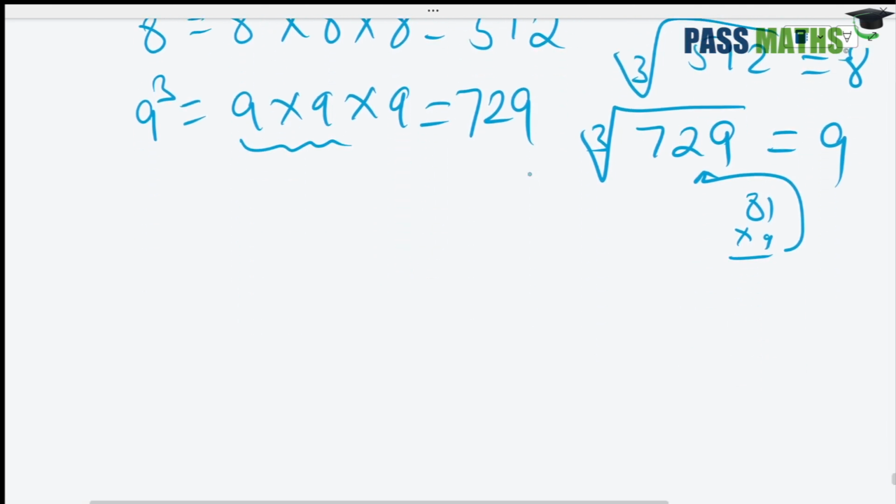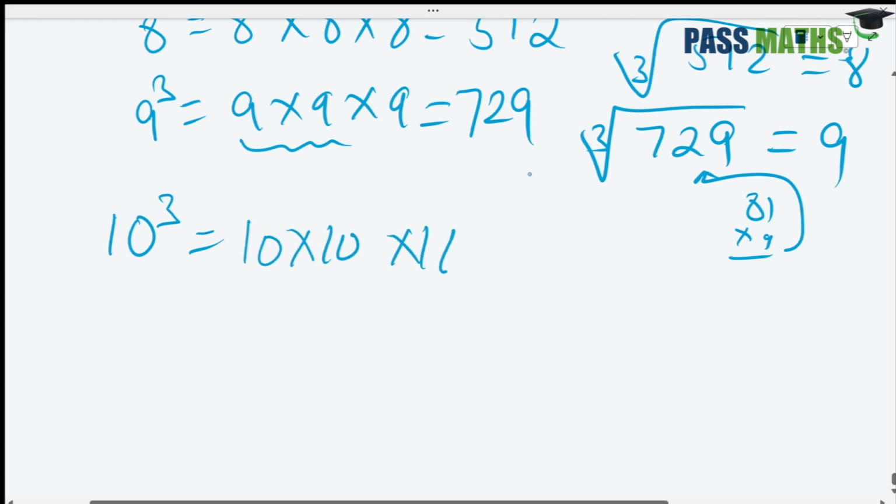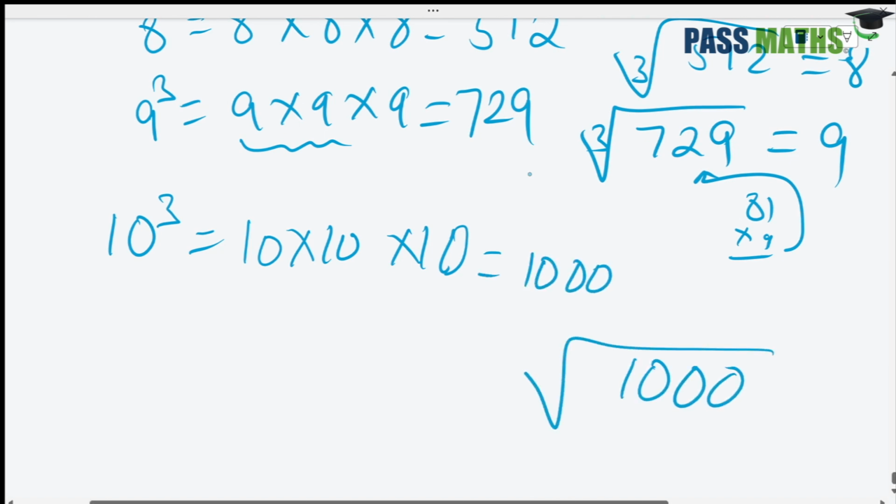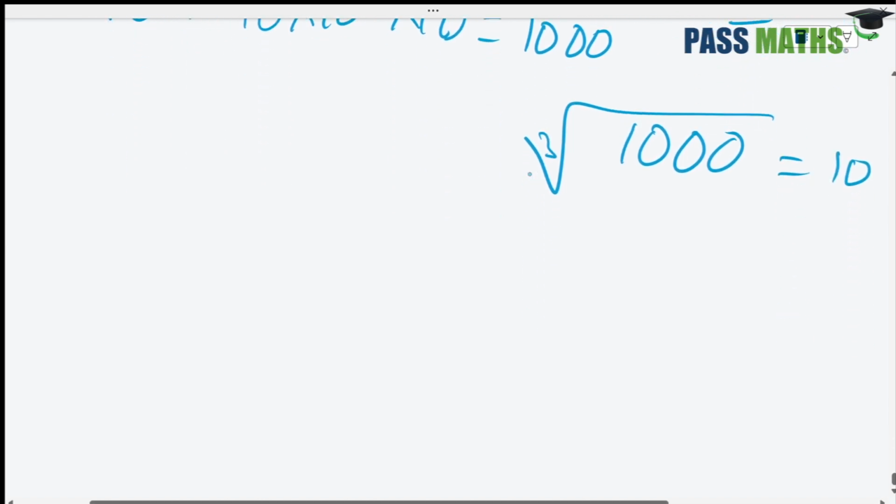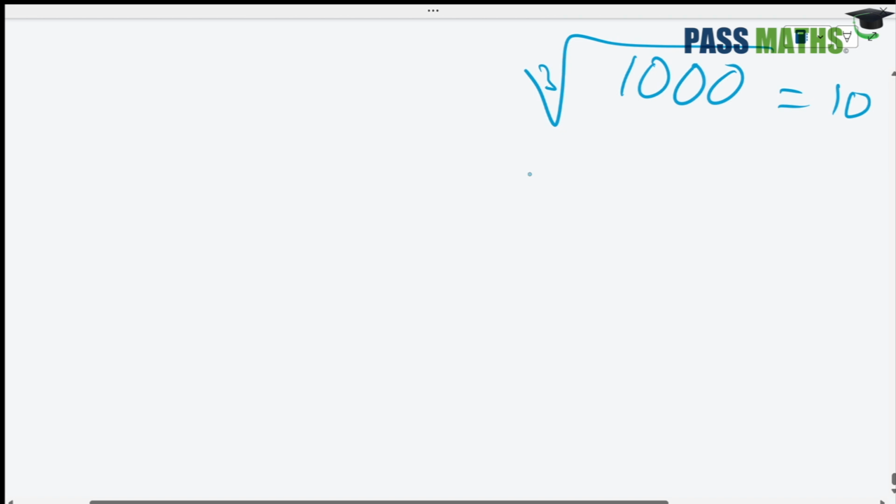Now 10 times 10 times 10, last one. 10 cube will be 10 times 10 times 10 equals 1000. And 1000 cube root will be 10. So square numbers and cube numbers done. Let me show you triangular numbers.